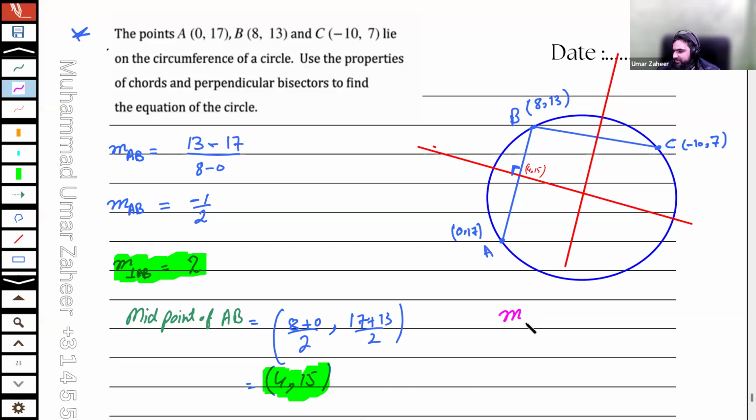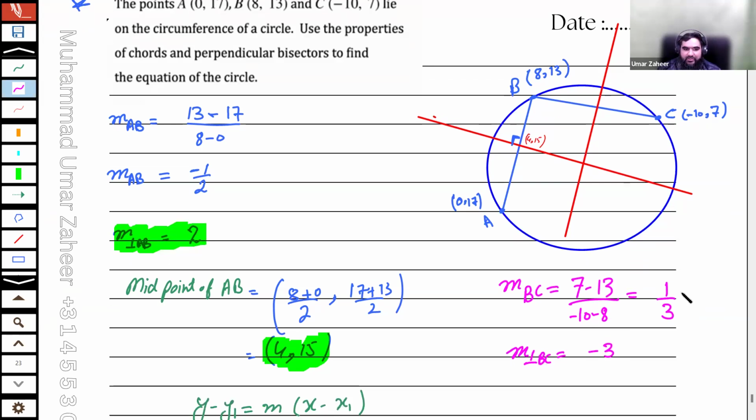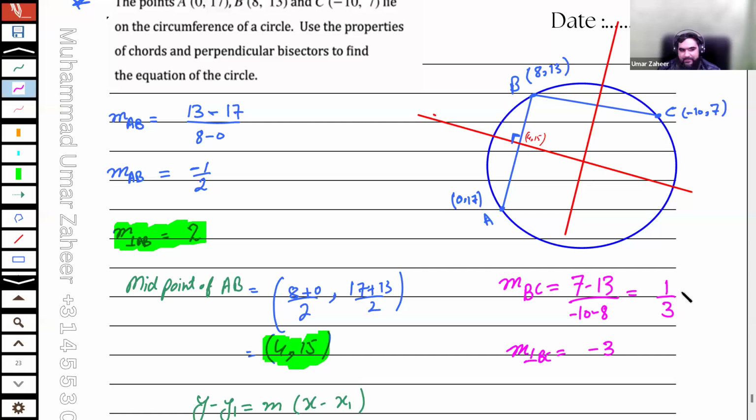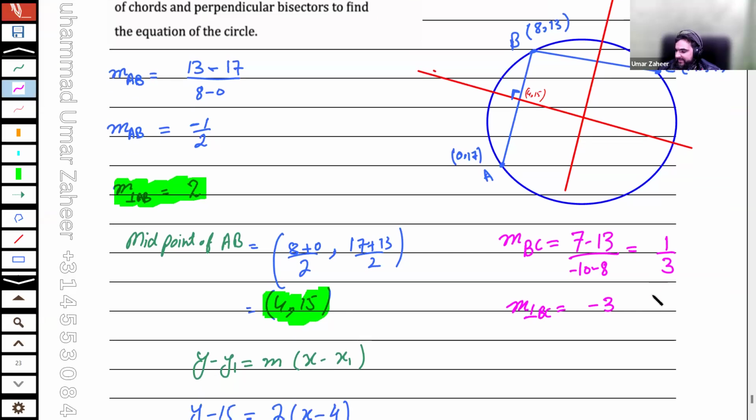Now I'm finding the gradient of BC. That will be equal to 7 minus 13 divided by minus 10 minus 8. Yes, that would be equal to 1 over 3, positive 1 over 3. Okay, so the gradient of the perpendicular bisector of BC will be negative 3.